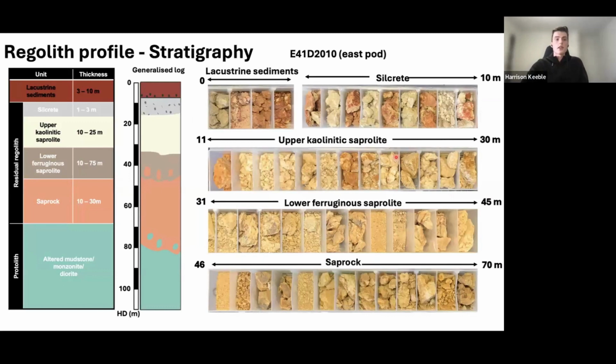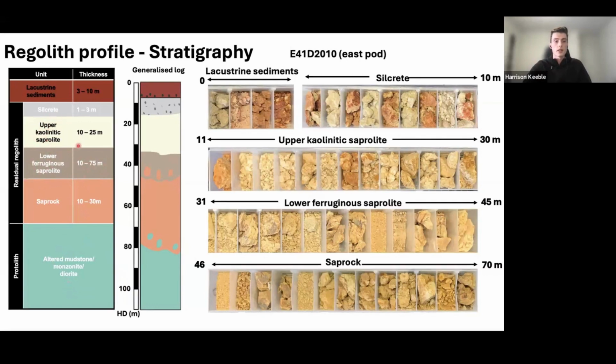So onto the structure of the regolith. On the left here, you can see a generalized log that I've created across the whole deposit, as well as the different units that I've defined and their general thicknesses. Starting with the protolith, it varies between altered mudstones, monzonites, and diorite across the two separate sides of the deposit. From this altered protolith transitions into a saprock, which is about 10 to 30 meters, varying across the deposit. And in the saprolite portion of the residual regolith, there is the lower ferruginous saprolite, which is variable between 10 and 75 meters. The thicker portions are in the eastern portion of the deposit.